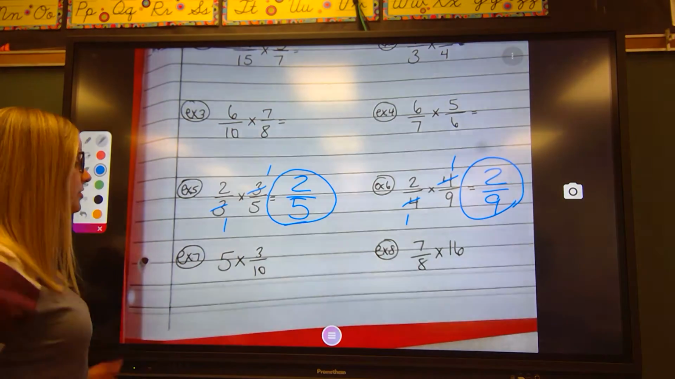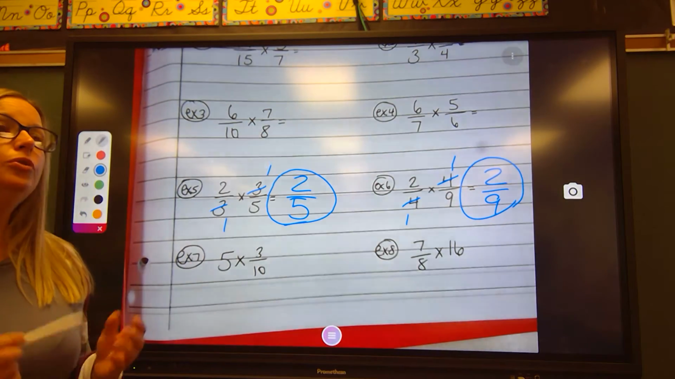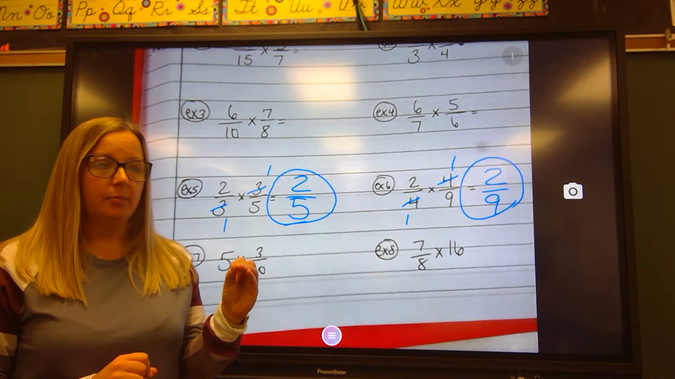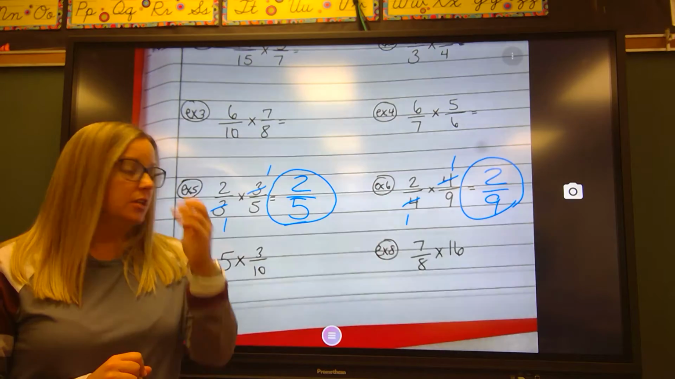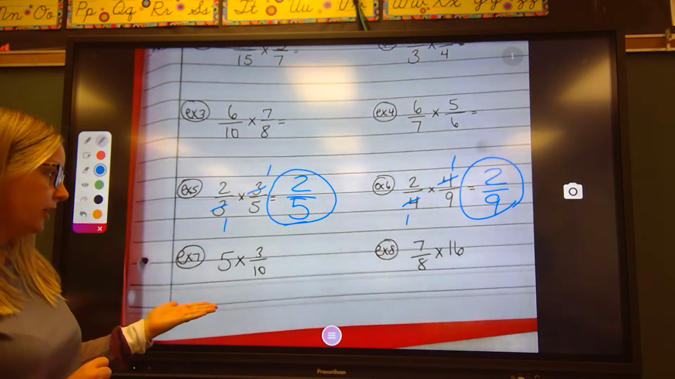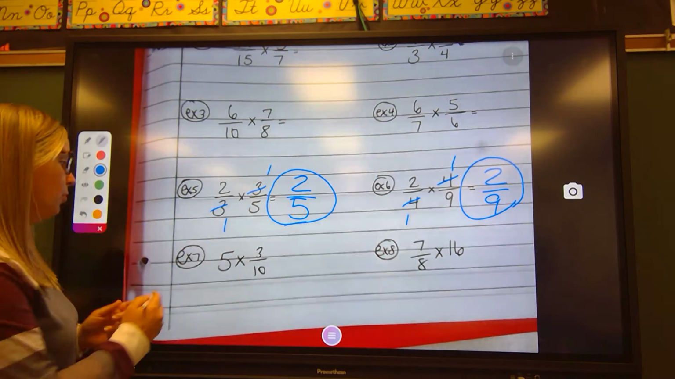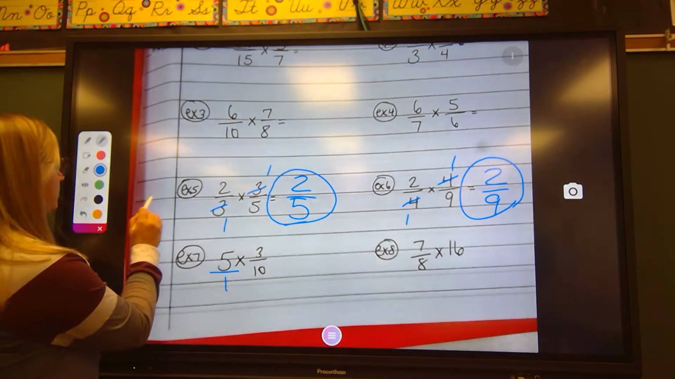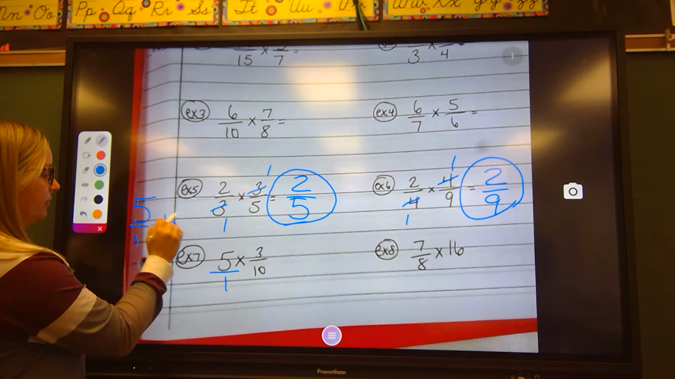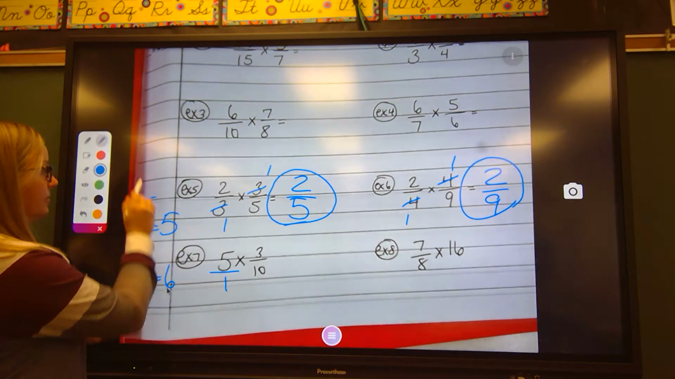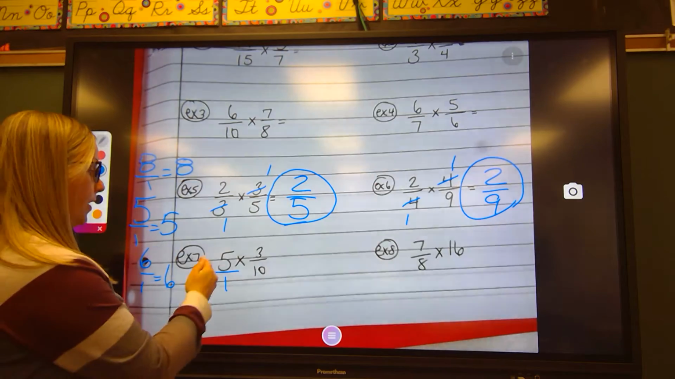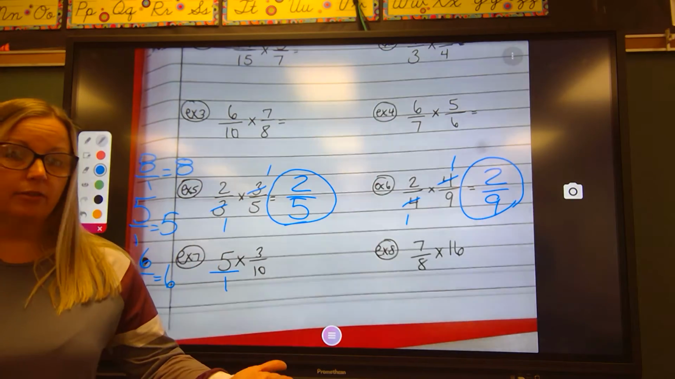All right, now this one's a little different. It has a whole number. How are you going to make a whole number look like a fraction, but still be worth the same amount? So if I want 5 to look like a fraction, I have to put a 1 underneath it. So 5 over 1 is equal to 5. 6 over 1 is equal to 6. 8 over 1 is equal to 8, and so on. So it's the same thing. 5 is the same thing as 5 over 1.